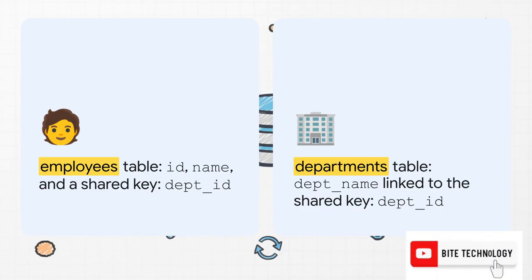Notice the employees table on the left? It doesn't actually say IT or HR. It just has a dept_ID. Then, the departments table on the right is what links that ID number to the actual department name. That shared ID is the key that connects them.